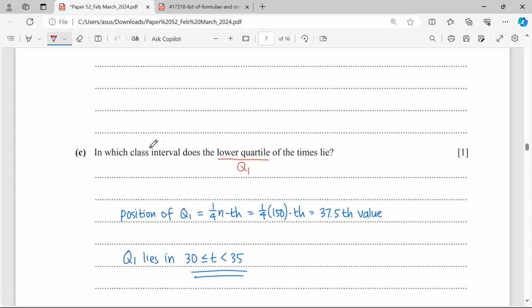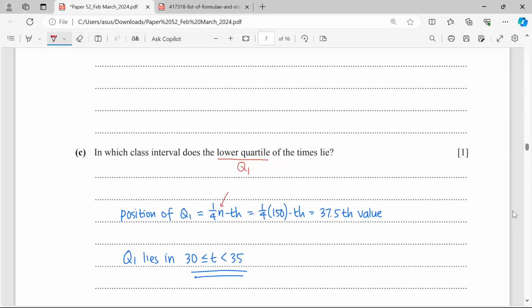Now how do we find the class interval that contains the lower quartile? You have to know that quartiles divide data into 4 equal parts. So you have to find the position of Q1 first. To get the position of Q1, you do 1 over 4 of n. What is n? n here is the total frequency, which is 150. So the position of Q1 is located at the 37.5th value.